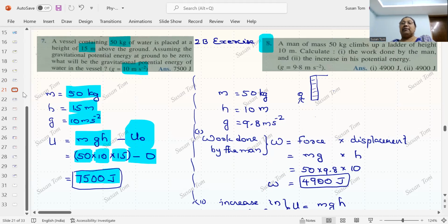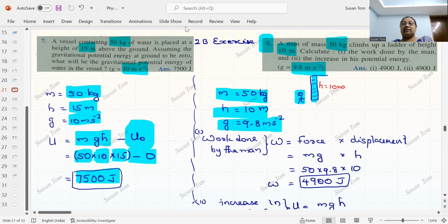8th question. A man of mass 50 kg climbs up a ladder of height 10 meters. This is a man, he climbs the ladder, the height is 10 meters. What is the work done by the man? That is the gravitational potential energy, work against gravity. Mass 50, height 10, g is 9.8, given in the question.